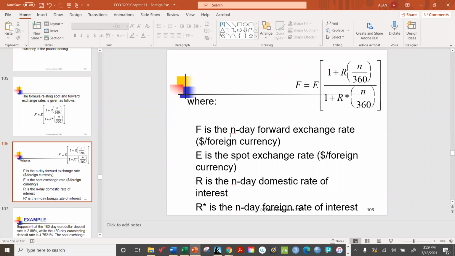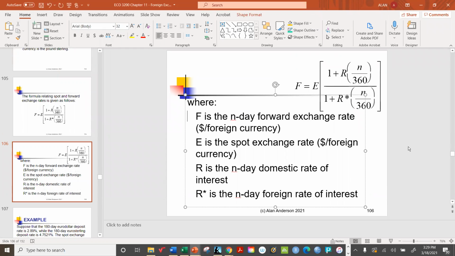So the F is the end day forward exchange rate. Like I said, it's typically 30, 60, 90, or 180 days, but it could be other things as well. Throughout this chapter, we'll assume that we're looking at the dollar pound exchange rate, just to keep things simple. E is the spot exchange rate, dollars per pound. R is the end day domestic rate, and in this case that would be the eurodollar deposit rate. And then R star is the end day foreign rate, and in our example that would be the eurosterling deposit rate.